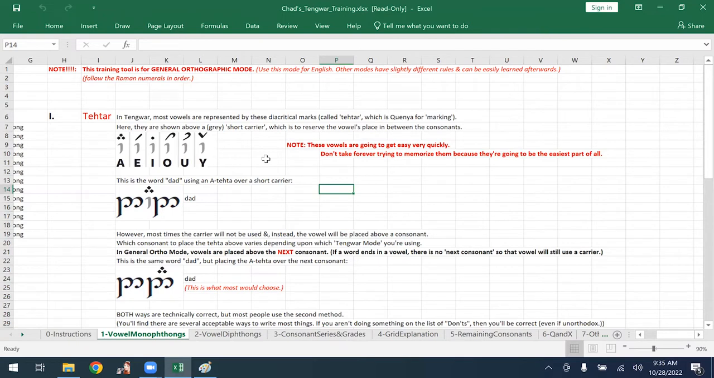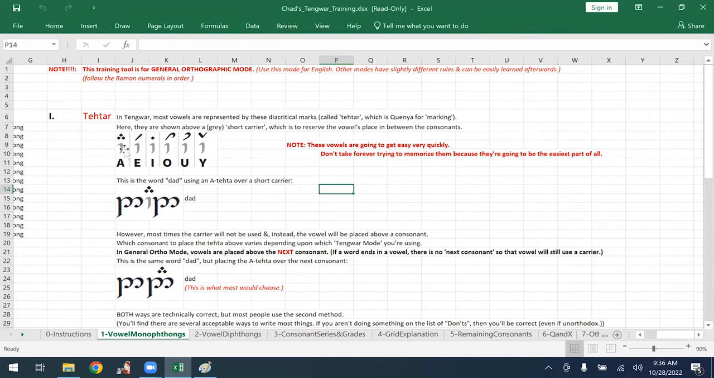Every single word you write is going to have these letters in it, and so that gets drilled into your head so quickly that the vowels just become second nature. And the one thing that I've noticed in other training is that they don't even mention the vowels till the end. Well, I believe that's a mistake because it's so easy. You might as well throw them in front of people beforehand.